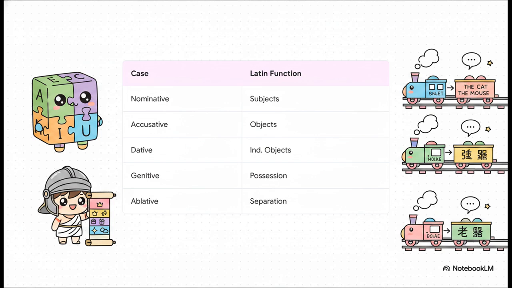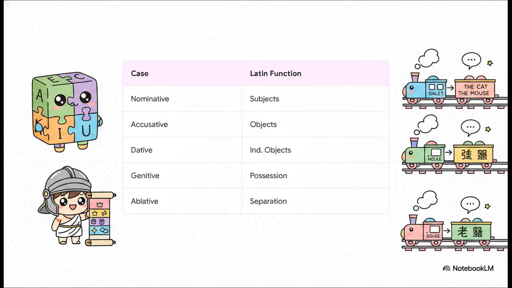You can see this clearly in Latin, which is heavily case-based. It has 5 distinct cases: nominative for subjects, accusative for direct objects, dative for indirect objects, genitive for possession, and ablative for movement or separation. The noun physically changes its spelling depending on its job in the sentence.